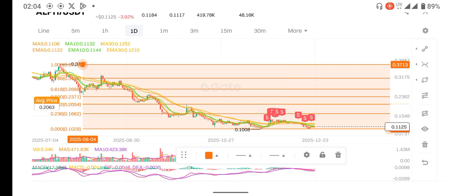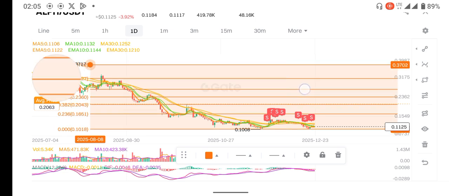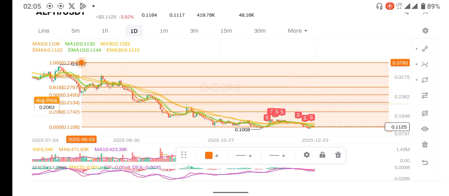Okay? So if you're a long-term trader, a hedge institution or a bank, or you're trading for a financial institution, these are zones where you can place your take profits. You can watch out for these zones. 61.8% is 0.2763.